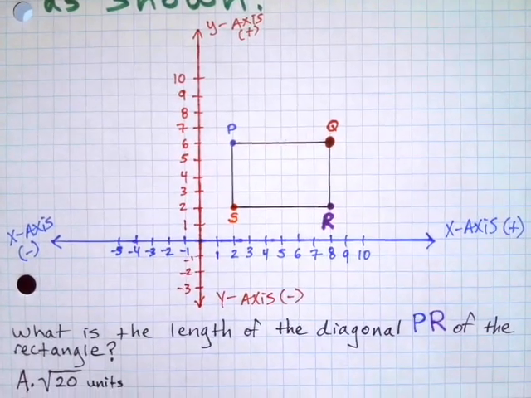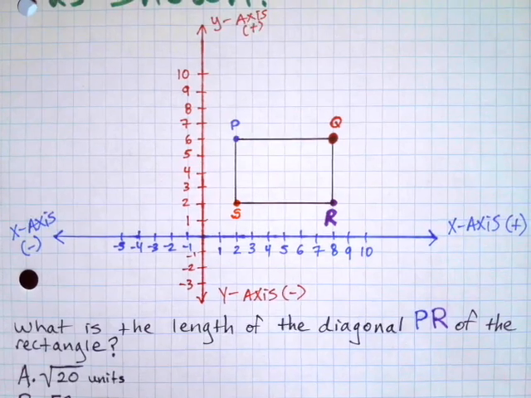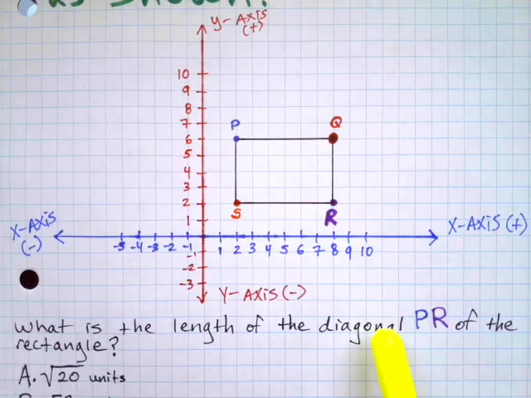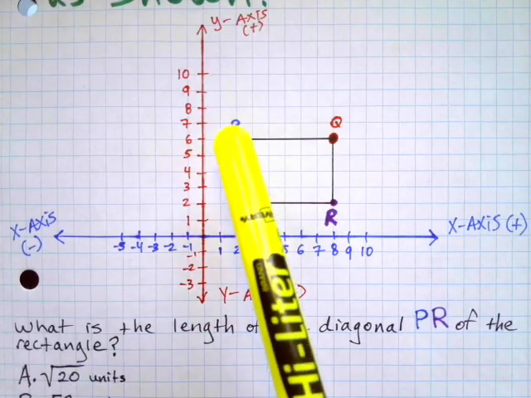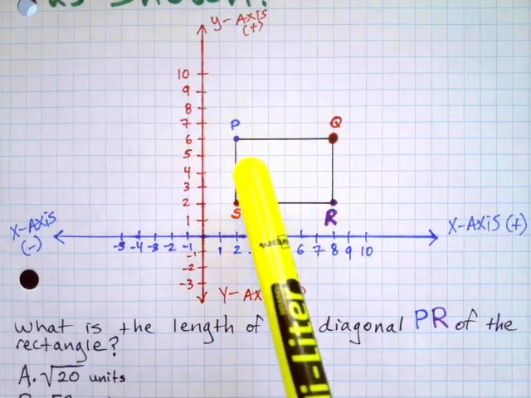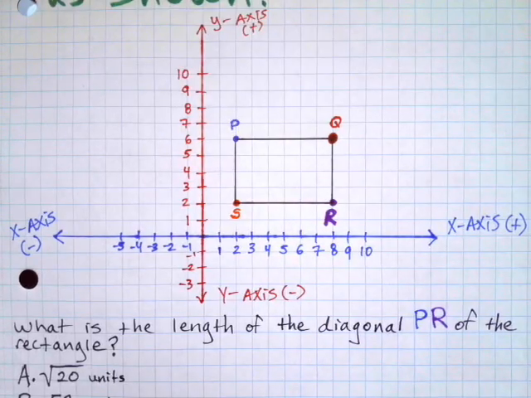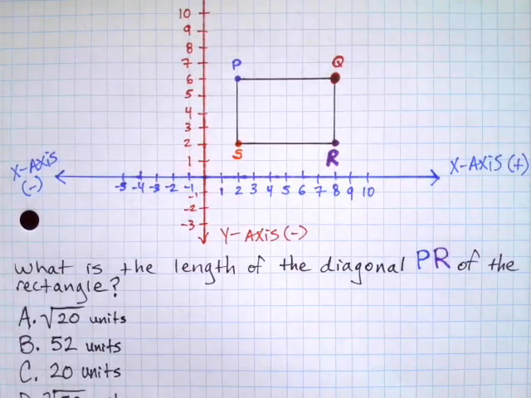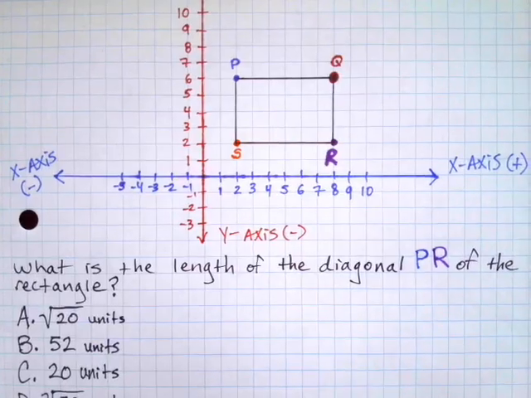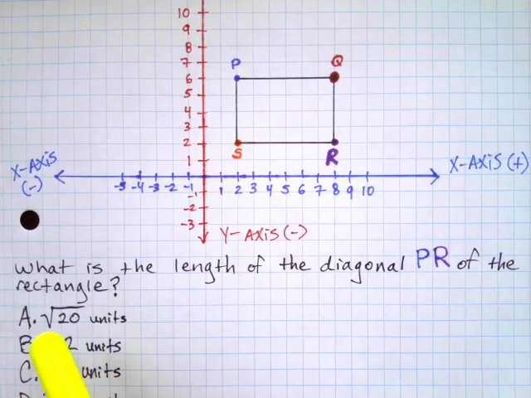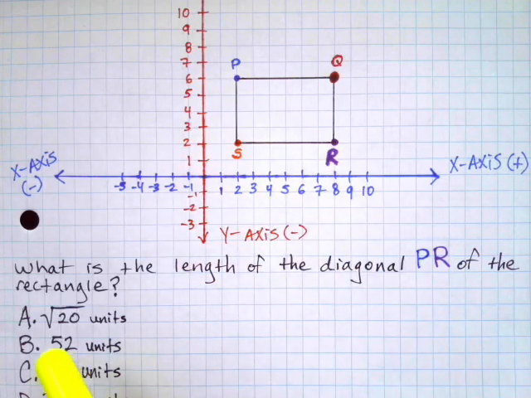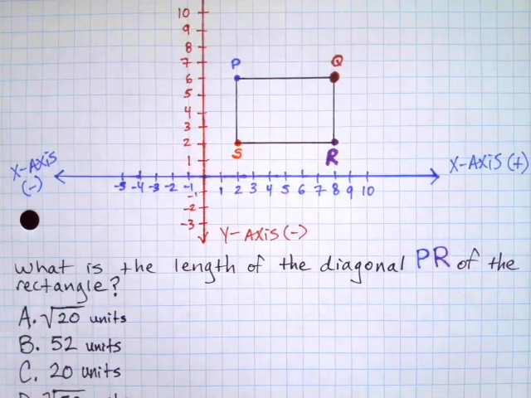So what is the length? Follow along with me here. What is the length of the diagonal PR of the rectangle? From point P to point R, that is a diagonal, and they want to know what is the length. You have A, square root of 20 units. Now, I do want to point out square roots can be plus and minus, but when you're working with a measurement of length, it's not going to be a negative value. So this is a positive square root of 20 units.